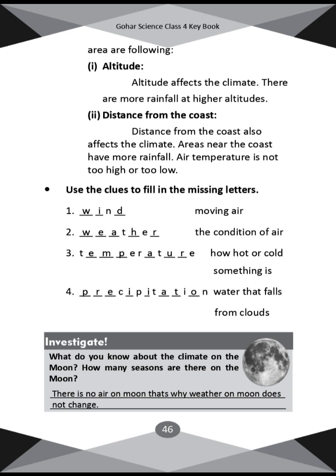Black circle: use the clues to fill in the missing letters. 1. Wind, moving air. 2. Weather, the condition of air. 3. Temperature, how hot or cold something is. 4. Precipitation, water that falls from clouds.